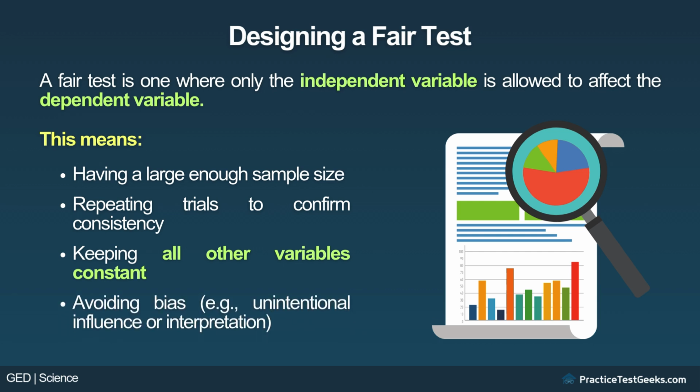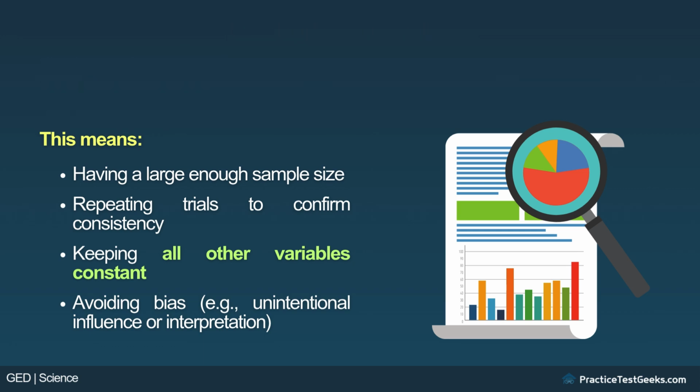And most importantly, avoid bias, which could come from influencing results without realizing it or interpreting data in a way that supports your prediction. These steps ensure your test results are trustworthy, and they often show up in GED science questions.